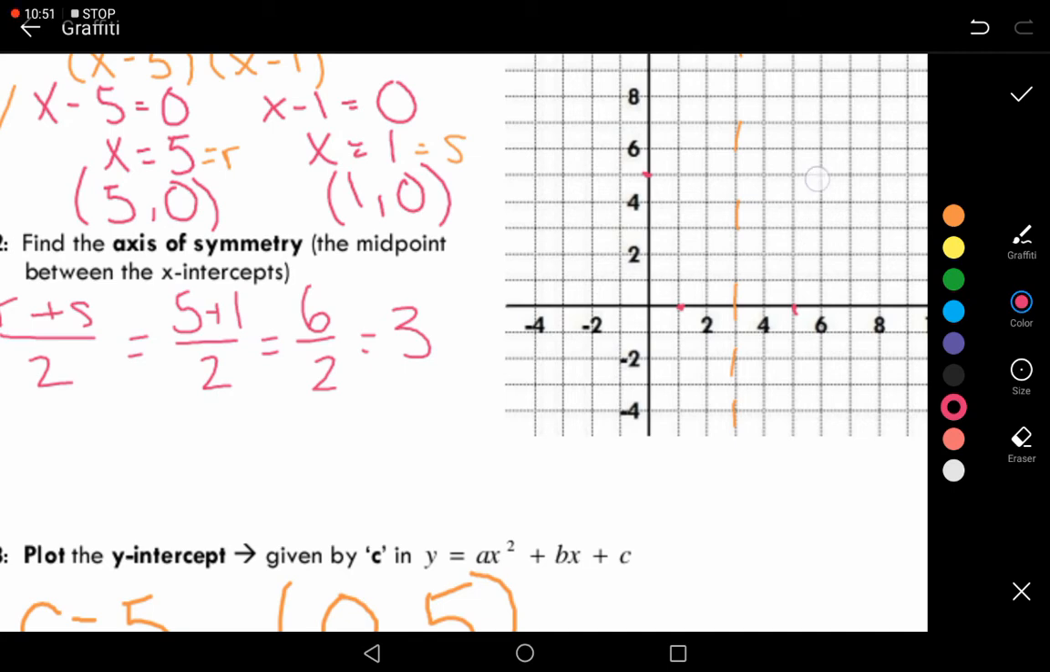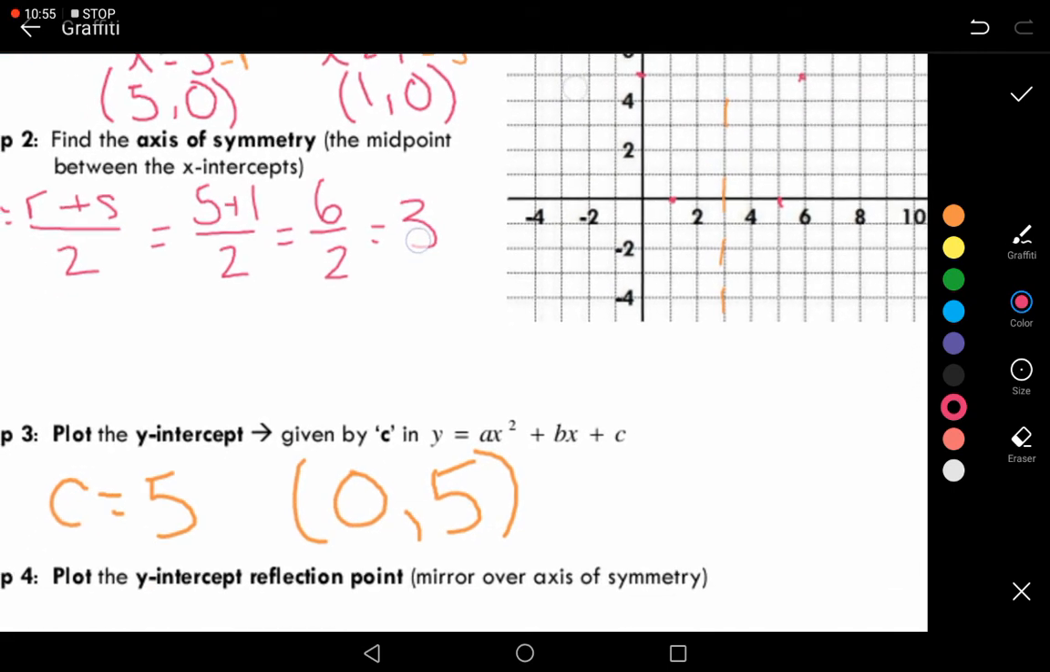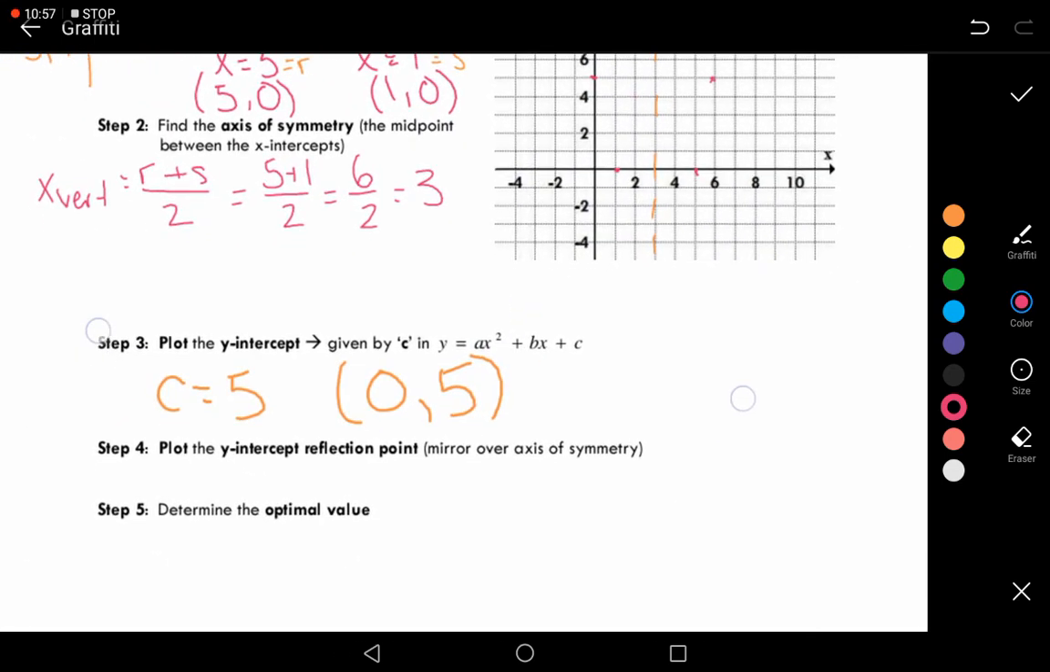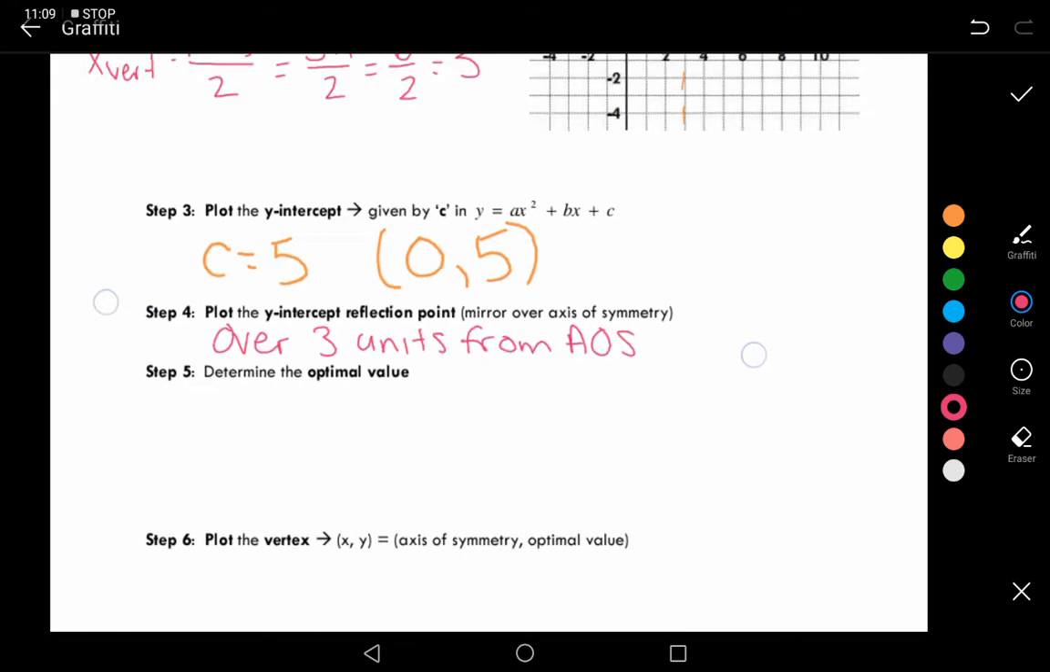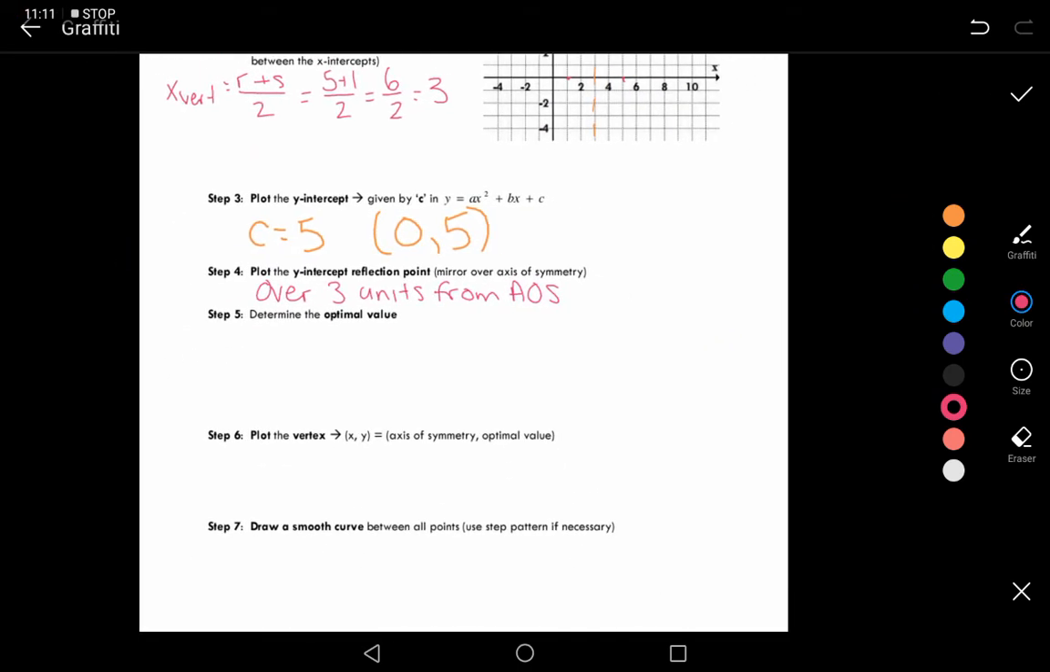1, 2, 3, put a point. Okay, so all I did was go over 3 units from your axis of symmetry to plot that point. Okay, step 5 is to determine that optimal value.